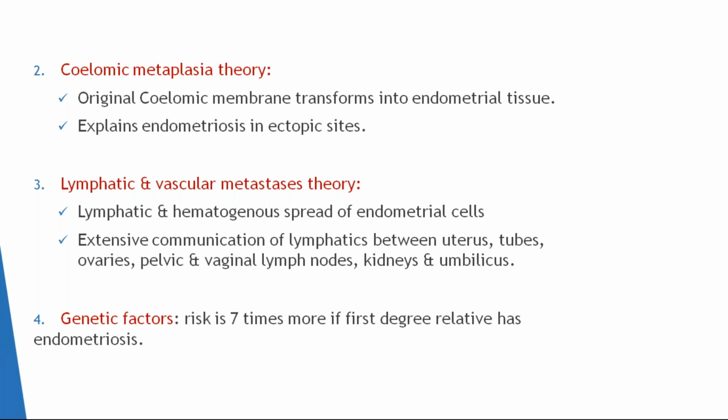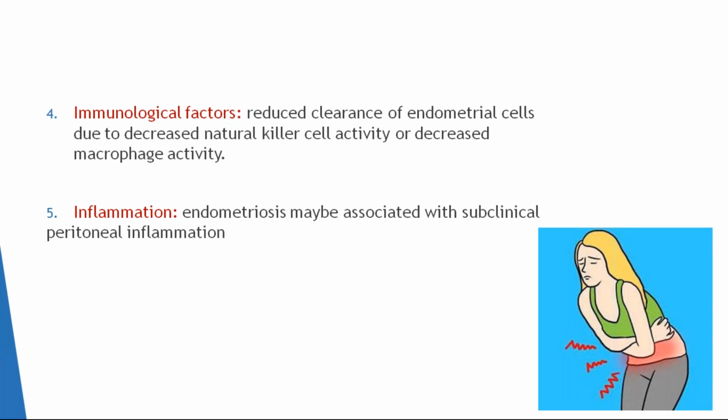And one more thing is genetic factors. The risk is 7 times more if a first degree relative has endometriosis. If the mother has endometriosis, the daughter, or if a sister has it, they are more likely to have endometriosis. So genetics plays a bigger role in first degree relatives. And one more is the immunological factor: reduced clearance of endometrial cells due to decreased natural killer cell activity or decreased macrophage activity. And one more is inflammation. Endometriosis may be associated with subclinical peritoneal inflammation. So these are the proposed theories.